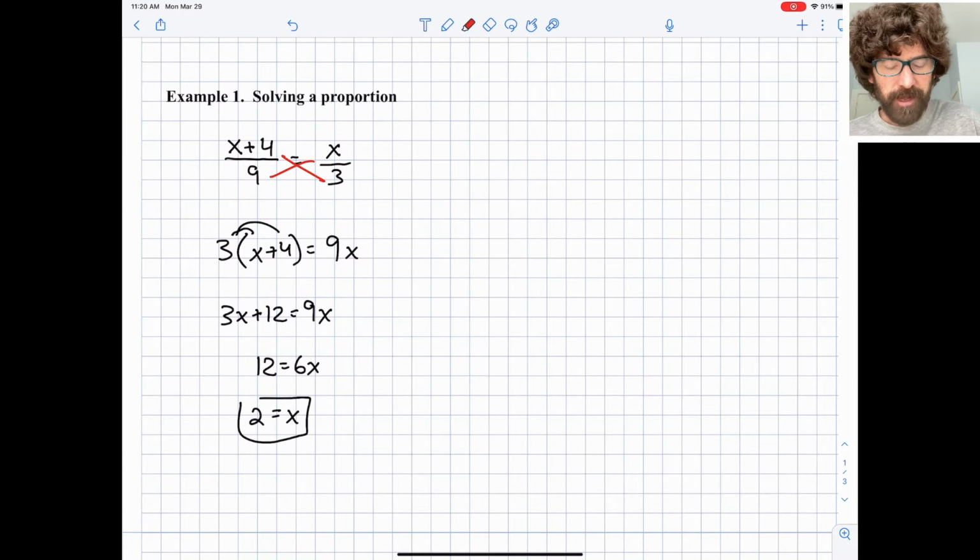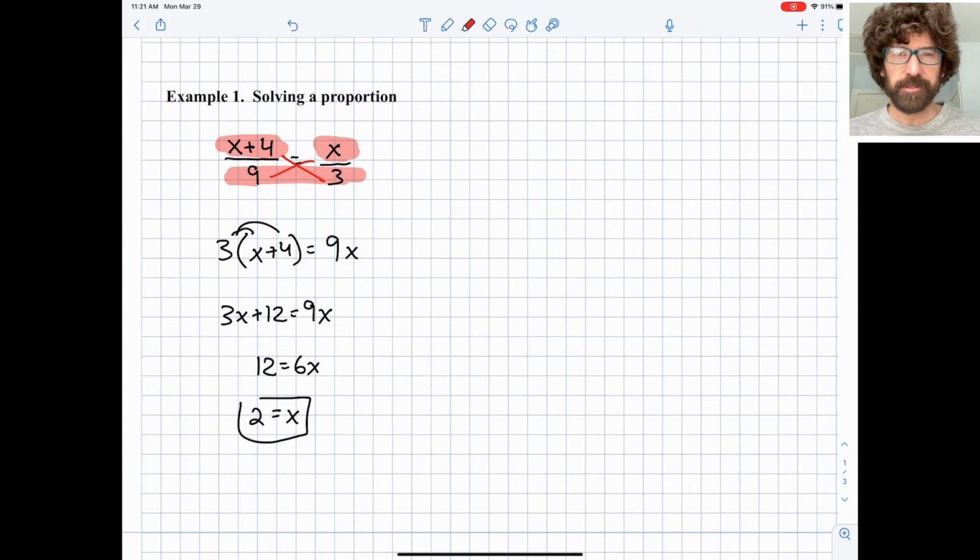Think about that pattern we saw earlier. If we plug in a 2 here, we would get 6. If we plug in a 2 there, we obviously get 2, and 6 is 3 times 2. So that pattern we saw earlier, where the denominator is 3 times the other denominator, works as well in the numerator. So that's a quick way to check our work.